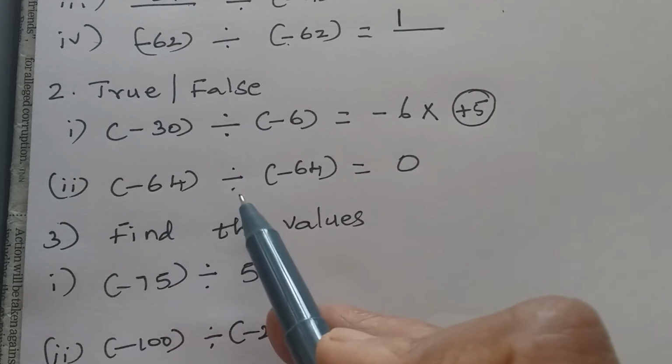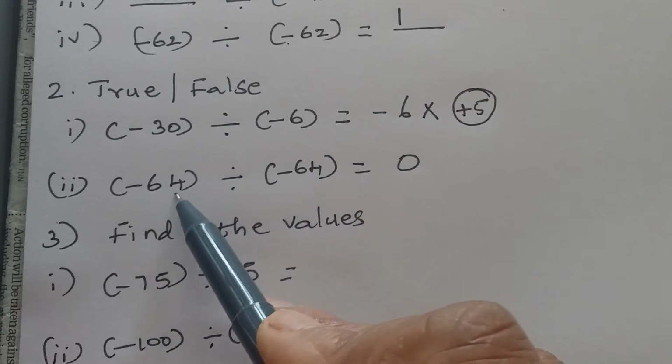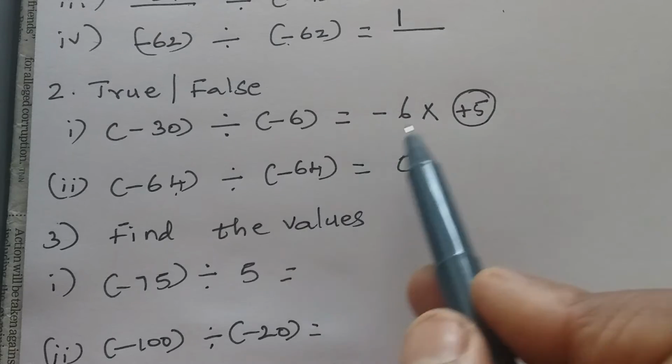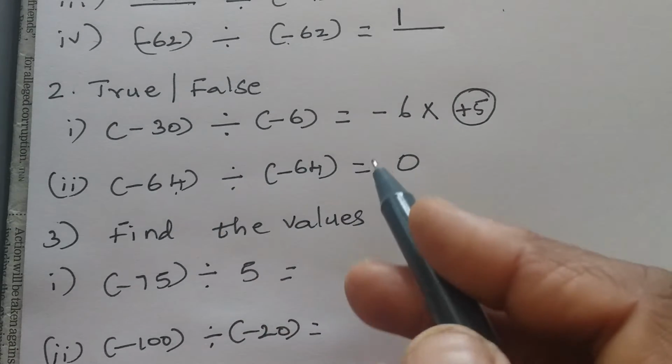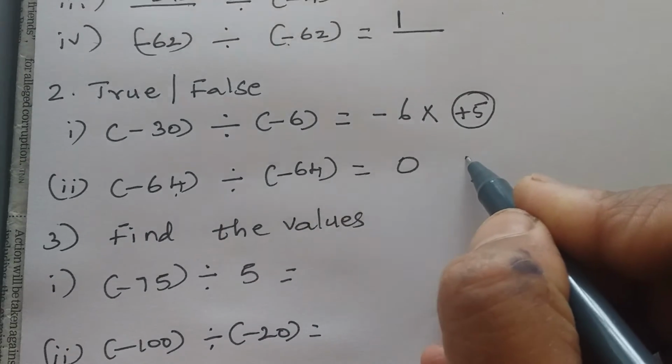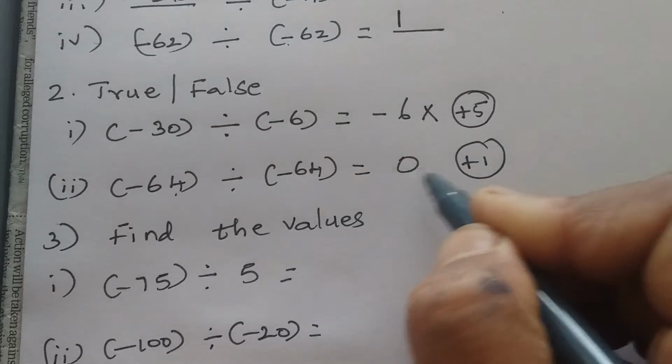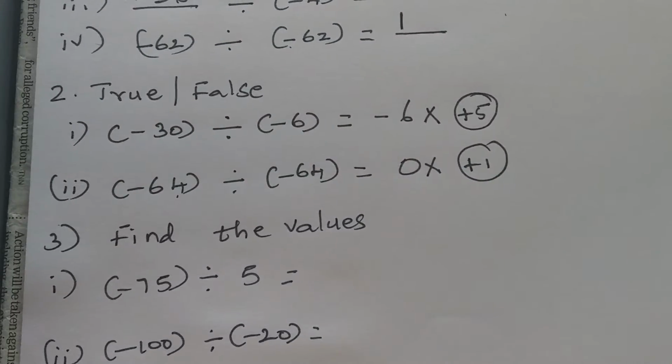Next, minus 64 divided by minus 64. Dividing a number by itself, it is 1. And minus divided by minus is positive. The correct answer is plus 1. But it is given as 0. So this answer is also false.